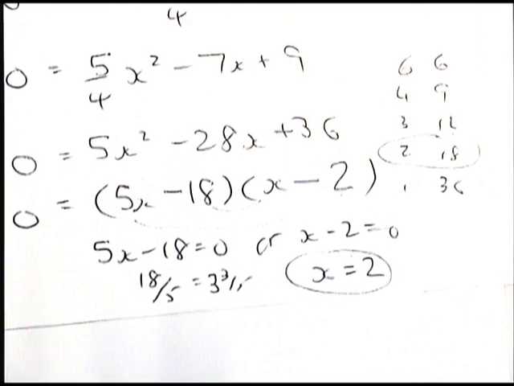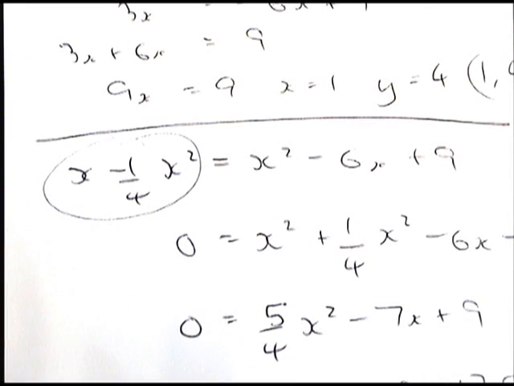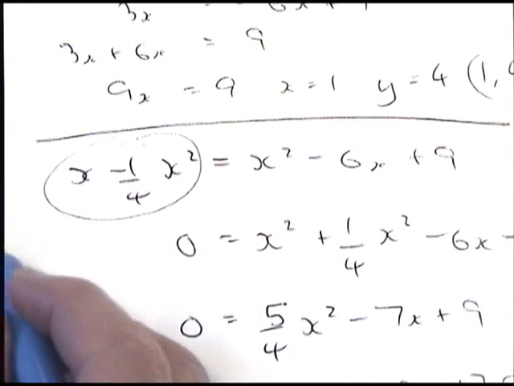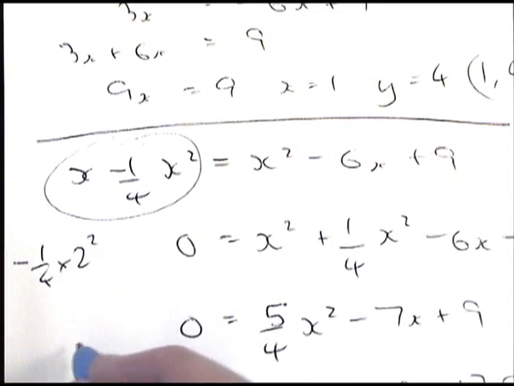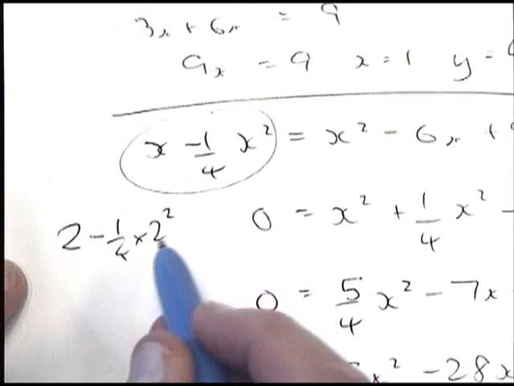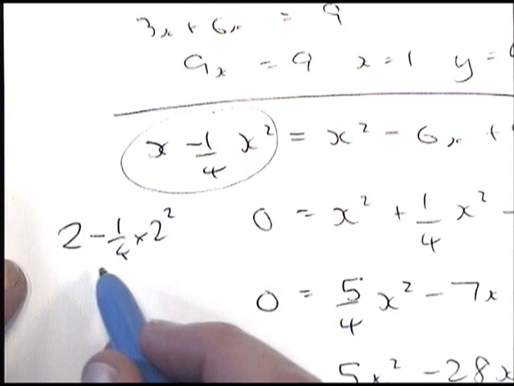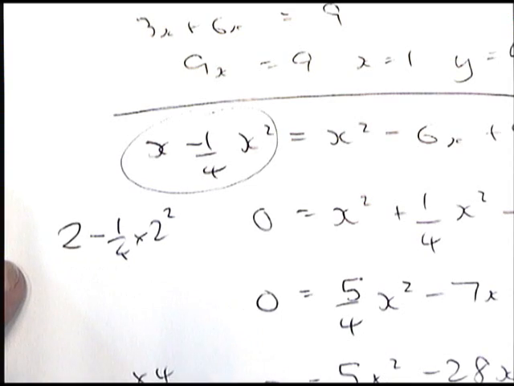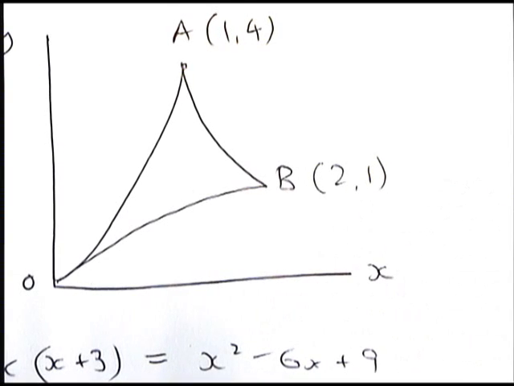Now I need to find the y value to go with it. Well, these are the equations I've been solving here. So if I look here and put x is 2 into there, I get 2 take away a quarter of 2 squared. 2 squared is 4. A quarter of 4 is 1. 2 take away 1 is 1. So the y value there is 1. So back up here, I know B is at the point 2, 1.